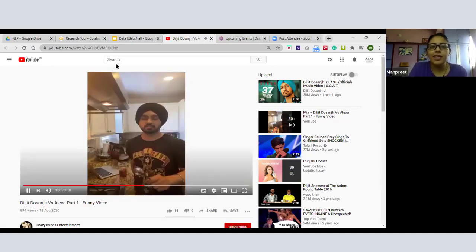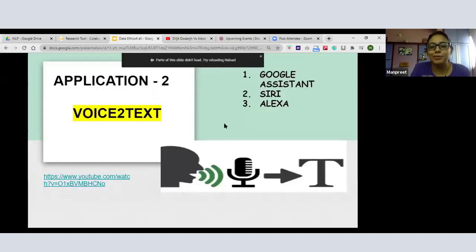So if you see how difficult it was for him to tell Alexa to play his own songs, it's a lot of improvement still needed for the commands that you give to Alexa, Google Assistant, and Siri. If you read the comments, you will realize that when Diljit is speaking about Alexa, people who have Alexa in their own home, it starts playing.